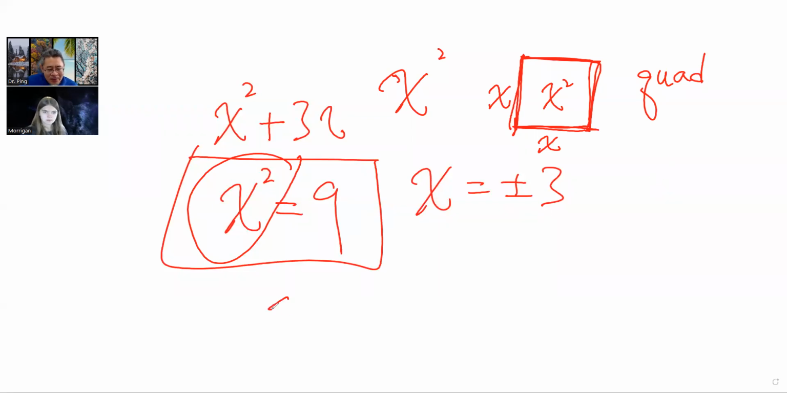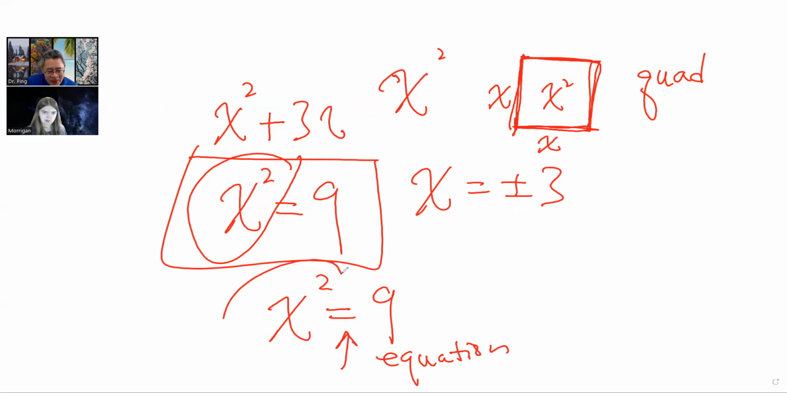So when you say something like x squared equals 9, first of all, that's an equation because of the equal sign, and also this term, x squared. So that's why we call it a quadratic equation.